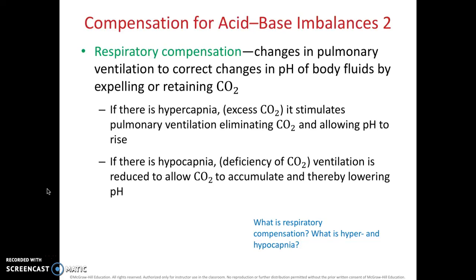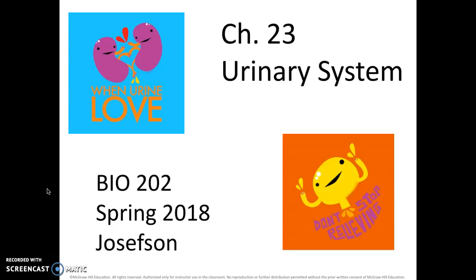So respiratory compensation is when changes in pulmonary ventilation will correct changes in the pH of body fluids by either expelling or retaining CO2. If there's hypercapnia, which means excess CO2, then there will be increased pulmonary ventilation, which will cause elimination of carbon dioxide and will allow pH within the blood to rise. With hypocapnia, where there's a deficiency of CO2, ventilation is reduced so that CO2 can accumulate within the body and then lower pH. So we'll stop there and we'll talk a little bit about the urinary system, but we'll finish the rest during our next meeting.